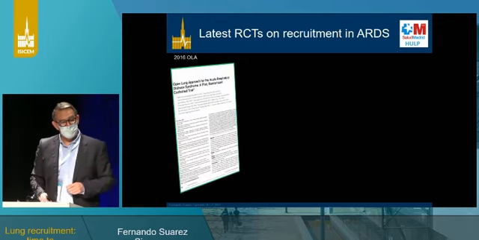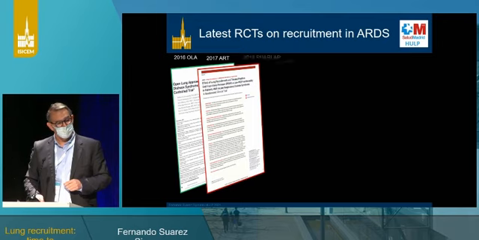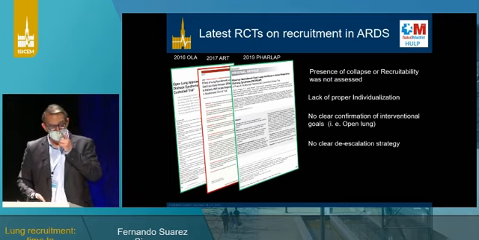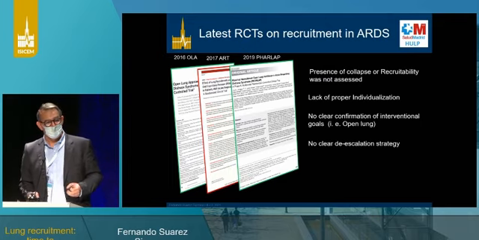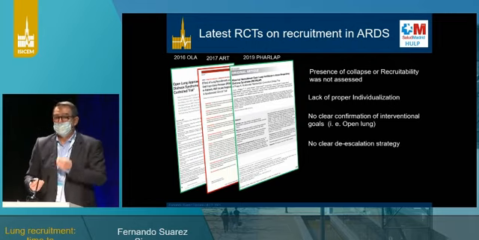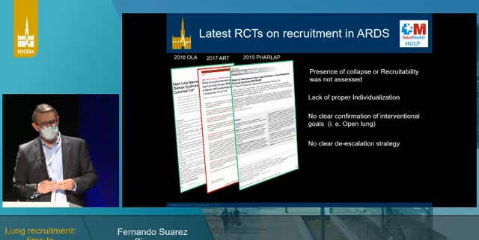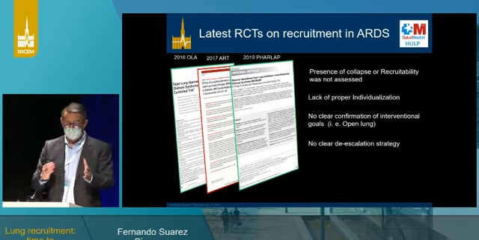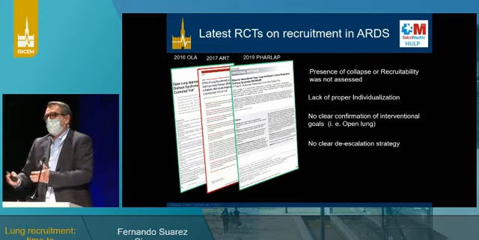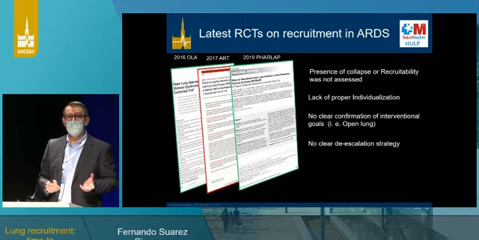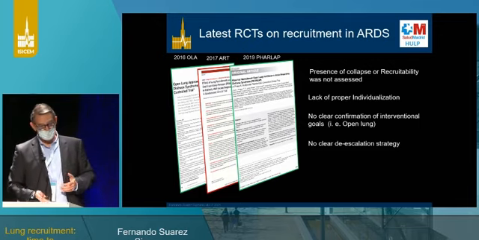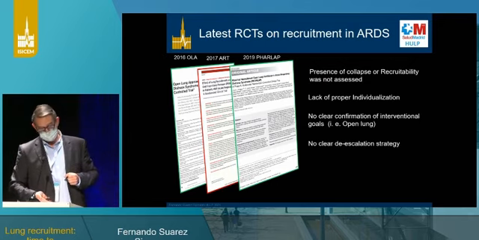So if you look at the latest RCTs on recruitment in ARDS, the OLA trial in 2016, the ART trial in 2017, and then the FARLAB trial, actually all these studies lack any kind of standardization. In none of these studies was the presence of lung collapse or the recruitability of the patients assessed. So there was a lack of proper individualization in most of the trials, with small differences between them. There was no clear confirmation of an interventional goal, so was the open lung actually achieved or not? And there was no clear de-escalation strategy, so the perfect scenario for failing in a trial, especially the ART trial, which actually was a big failure.